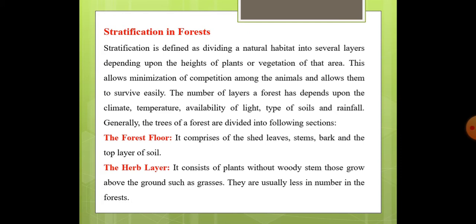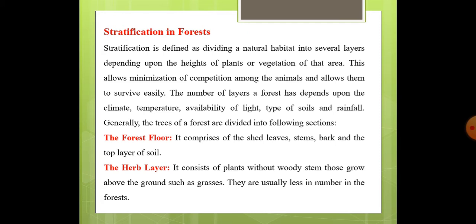Stratification is defined as dividing a natural habitat into several layers depending upon the height of plants or vegetation of that area. This allows minimization of competition among the animals and allows them to survive easily. As I have told you, at different levels the animals will be present, and they are avoiding one another. They have their own ecological niche, so that it will not interfere with other animals. When they are not interfering with other animals, they will not have competition. So this stratification minimizes competition among the animals and allows them to survive easily.